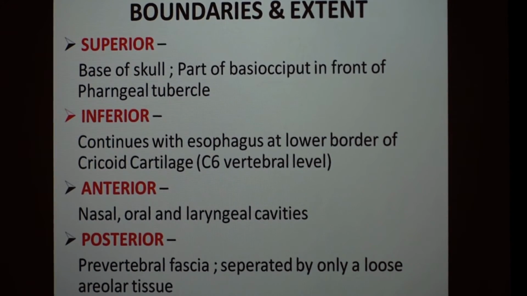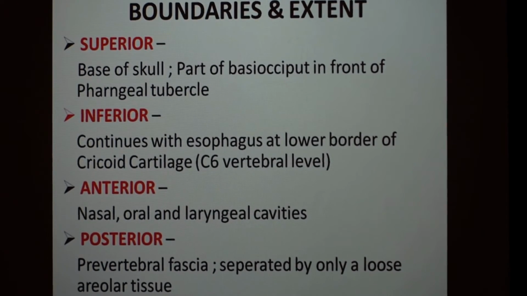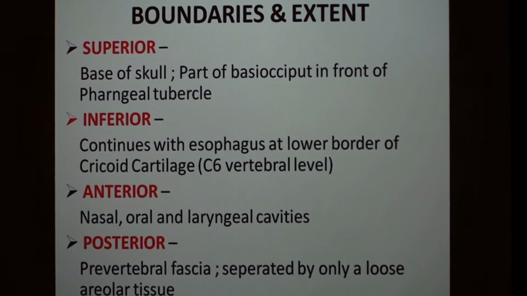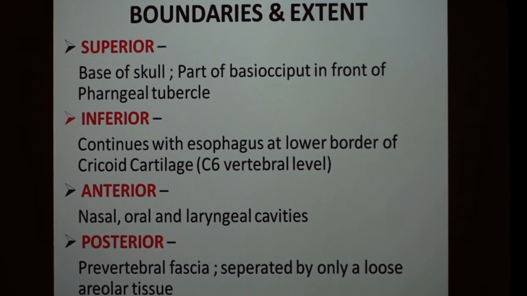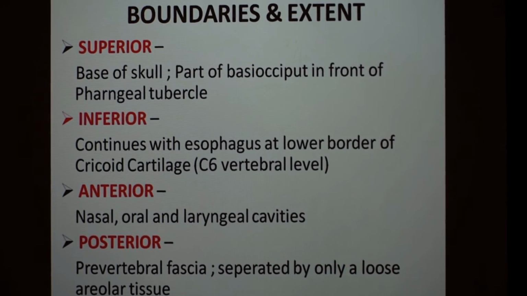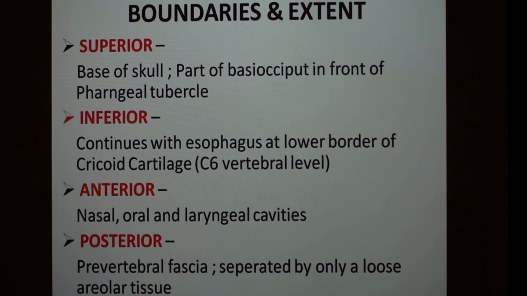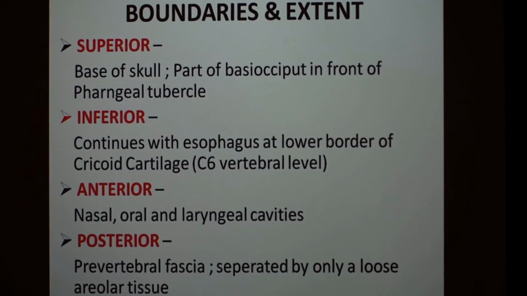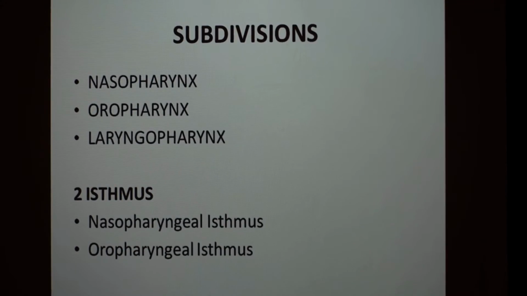Laterally, we know what structures lie on each side of the paravertebral region, that is the muscles, vessels, nerves, and also the mandible and the muscles of mastication in the upper part. All these structures are the lateral boundaries of the pharynx.